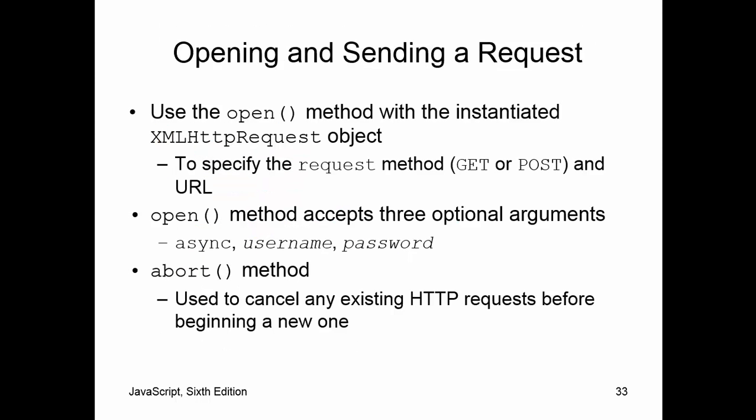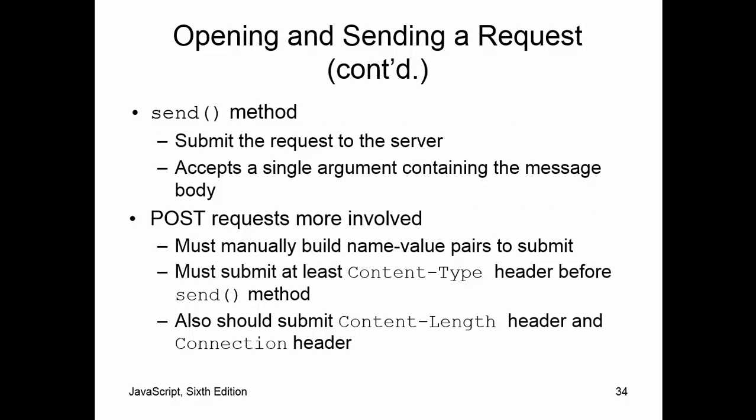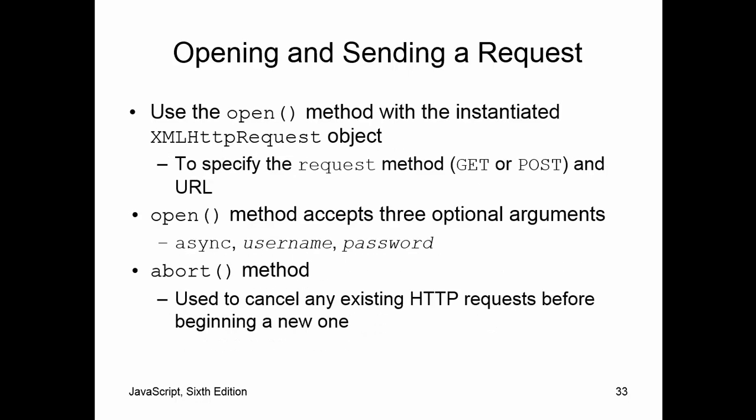As far as opening and sending the request, after you instantiate the XML HTTP request object, you use the open method with that object to specify the request, a GET, a POST, etc. They show an example in your book on page 769. Notice that the open method accepts three arguments.